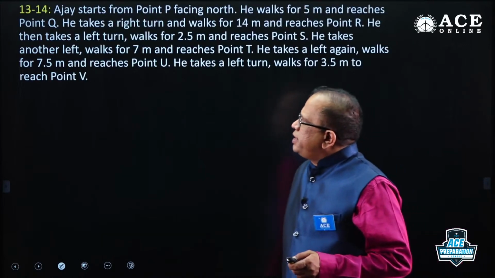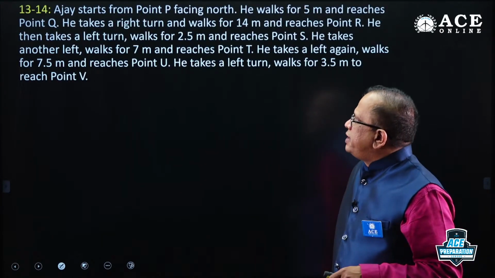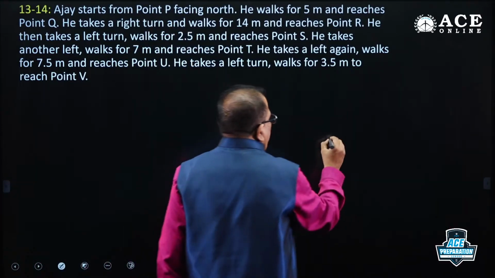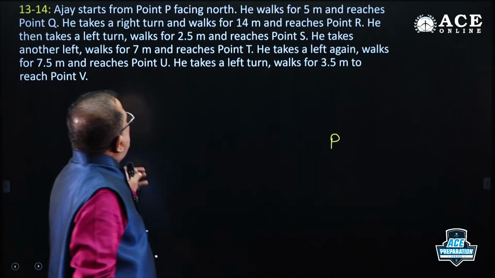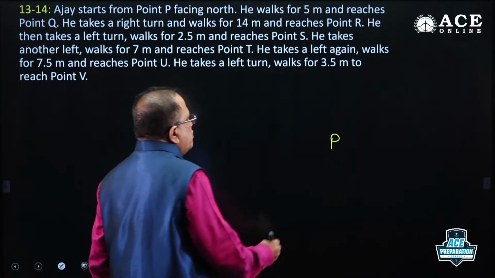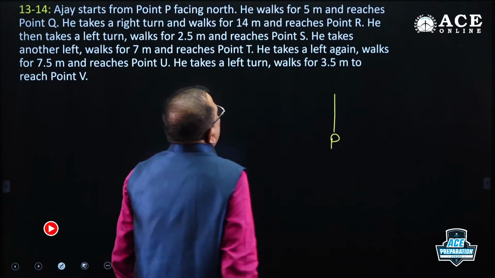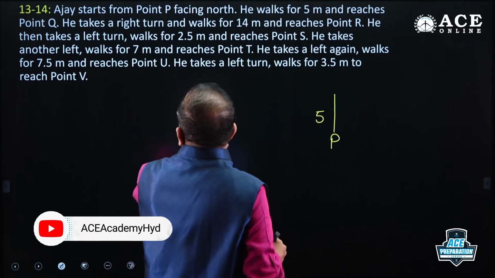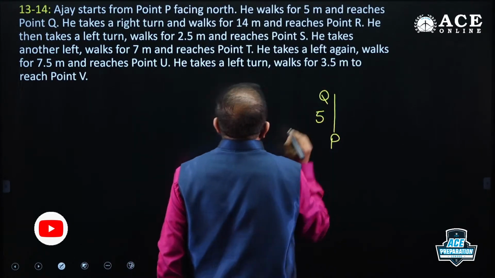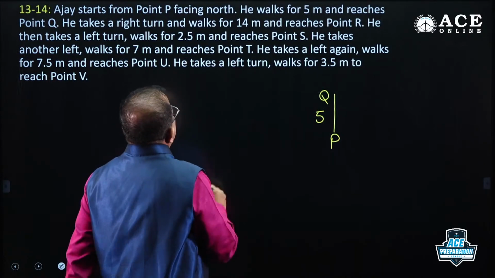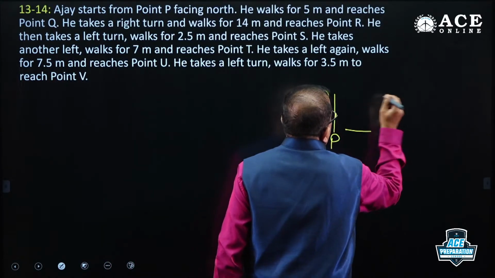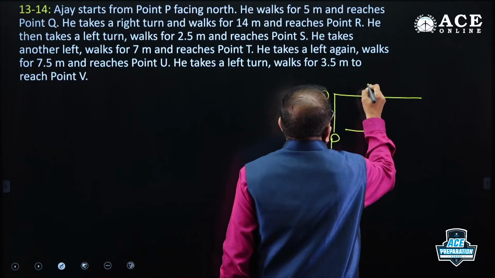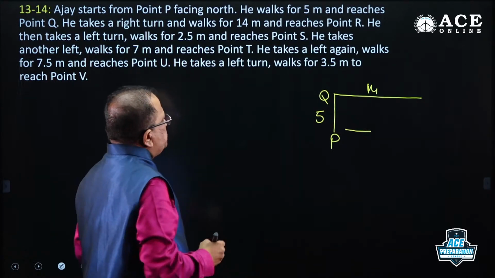Question number 13 and 14. Again, two questions are there. Ajay starts from point P. So somewhere we put point P. Fine. North. So he is moving towards north 5 meters and reaches point Q. So this is point Q. He takes a right turn and walks for 14. Right turn, this is the right turn, and 14.